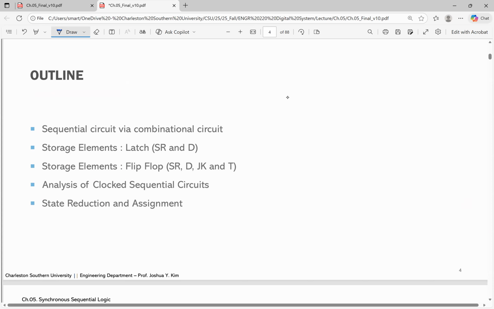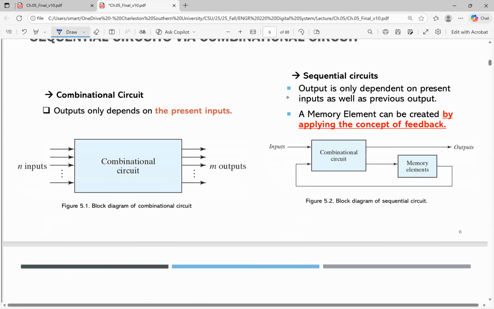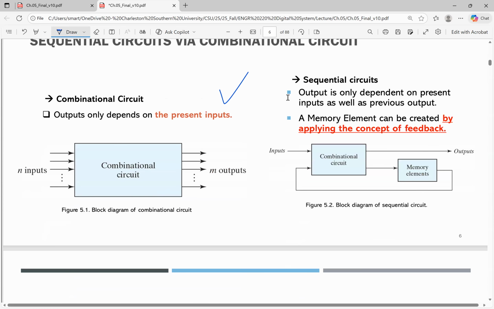We also try to analyze clocked sequential circuits, with a lot of applications, as well as state reduction and assignment. Again, you have to study here.